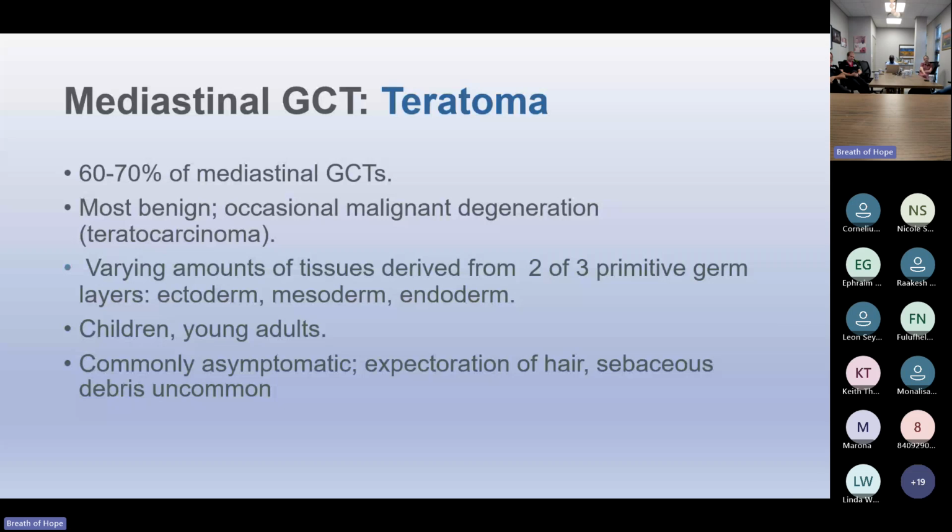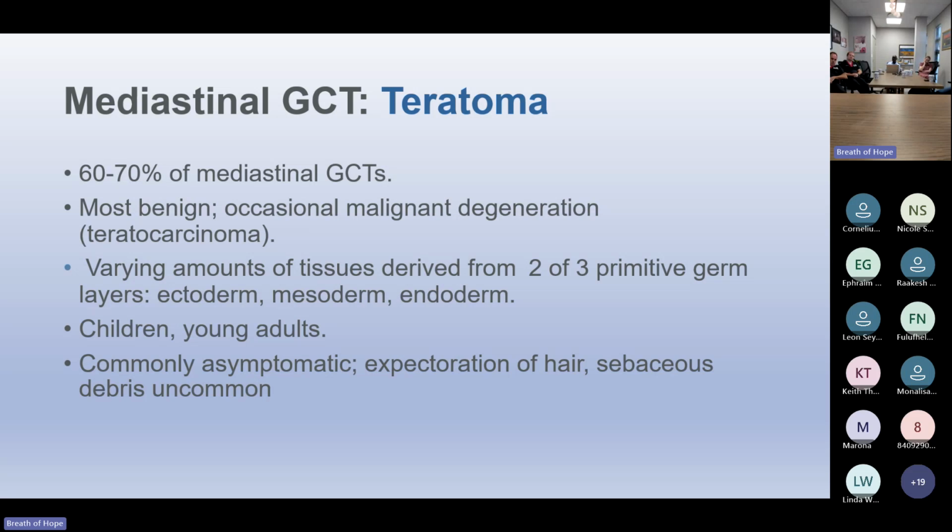Teratomas are always very interesting tumors. I think I diagnosed one in a female, but mostly it was an ovarian teratoma, and we actually found that there were teeth in it. So teratomas are 67% of mediastinal GCT tumors, mostly benign, with occasional malignant degeneration, such as teratocarcinomas. They contain varying amounts of tissue derived from the second or third primitive germ layers: ectoderm, mesoderm, or endoderm.